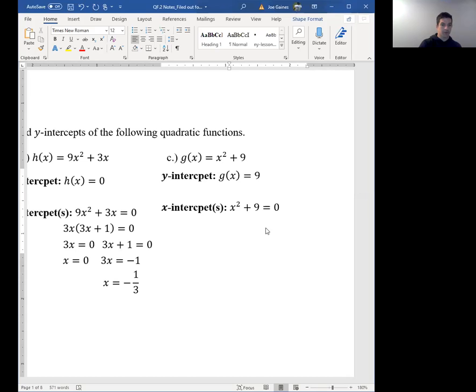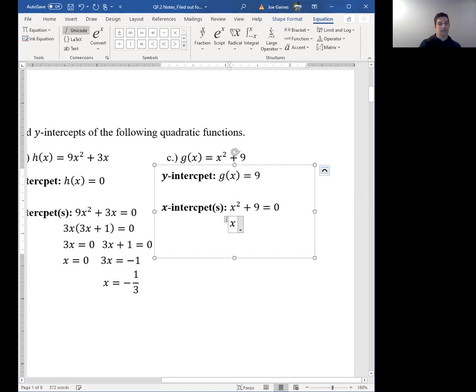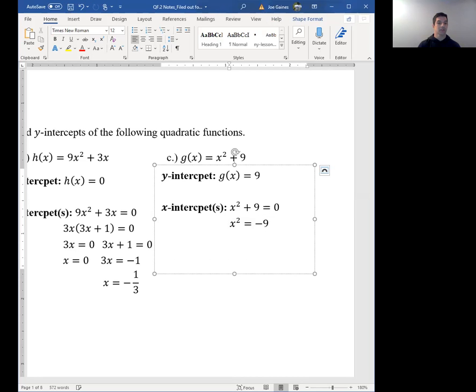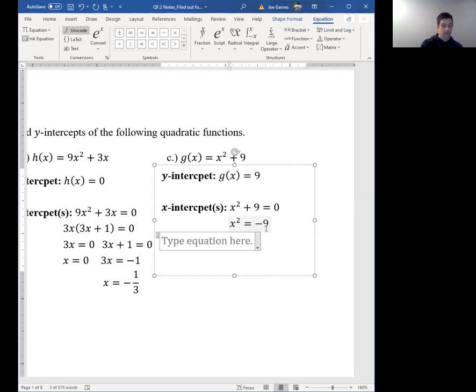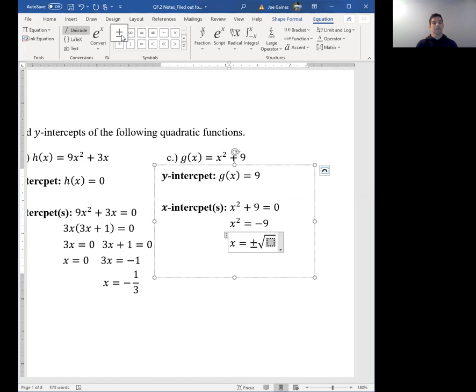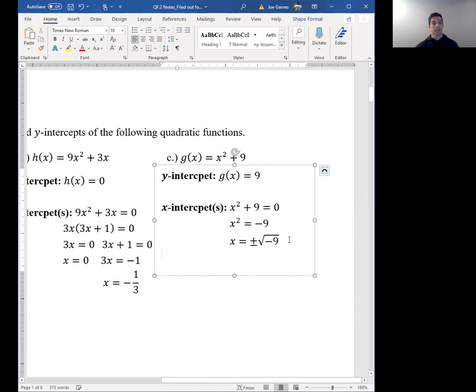So the first thing that I'm going to do here is subtract 9 from both sides. When I subtract 9 from both sides, that's going to eliminate the 9 on the left side and gives me x squared equals negative 9. Then I need to get rid of the square on the x, and I can do that by taking the square root of both sides. Remember that when I take the square root in the process of solving, it's going to give me both a positive and a negative case. So I need to make sure that I put plus or minus out in front of the square root of negative 9.